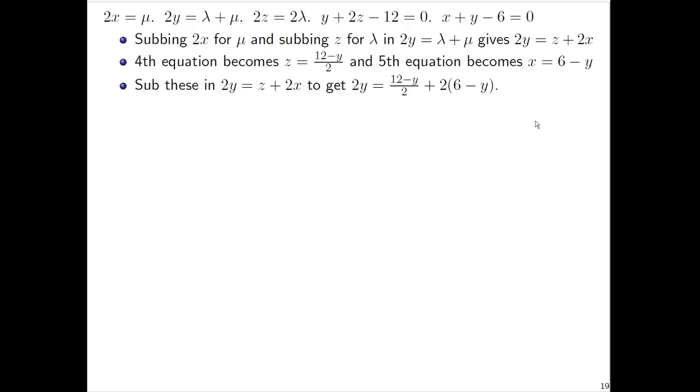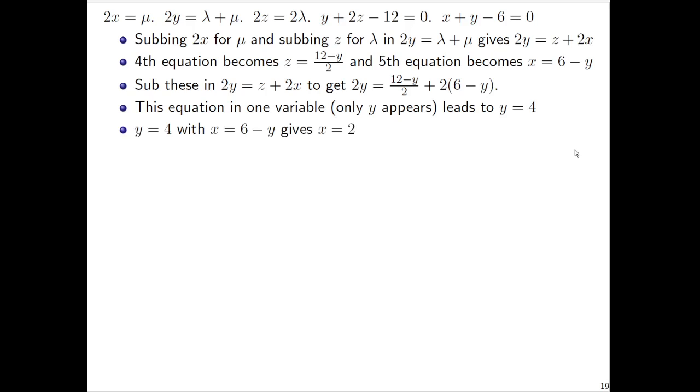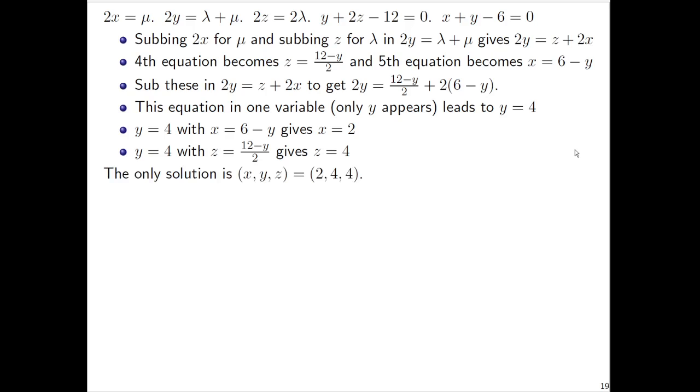This is, of course, not the only approach that works. You just have to do what you see first. But if you start substituting a little too circularly, you just get equations like 3 equals 3. So this equation only has one variable, y. I'll spare you the details. You should just get y equals 4 from it. With y equals 4 and x equal to 6 minus 4, you get x equal to 2. With y equals 4 and how we solved for z earlier, you end up getting z equal to 4. So the only solution we get is (x, y, z) equals (2, 4, 4).